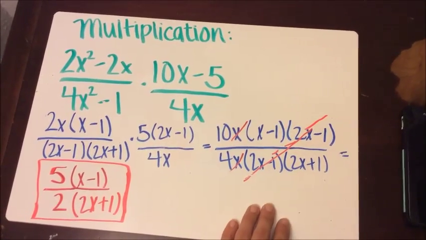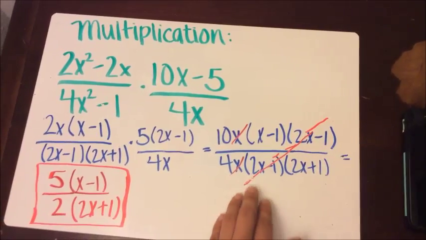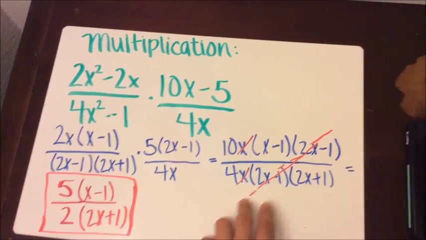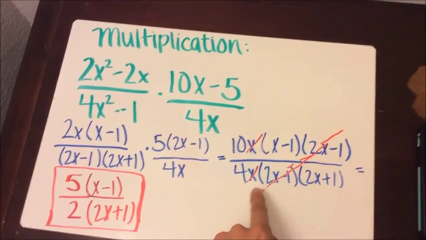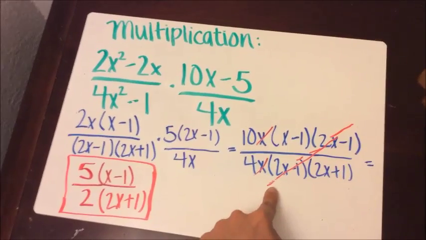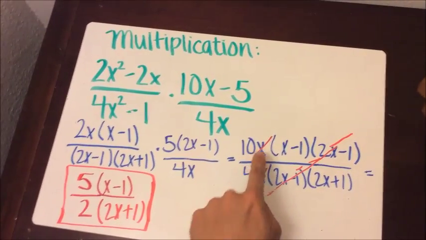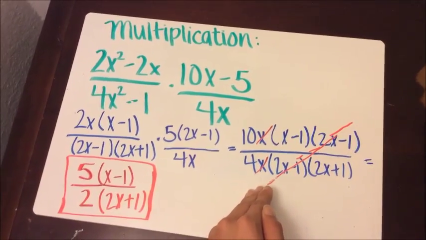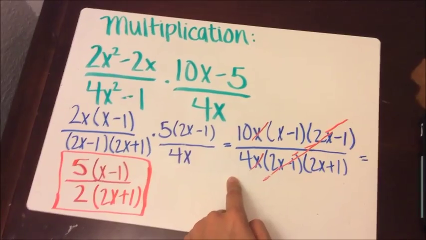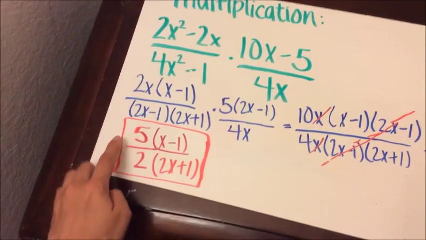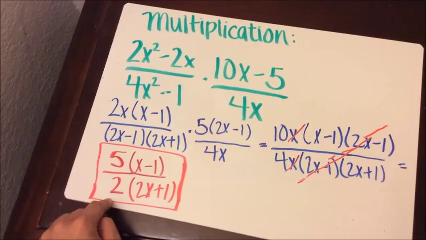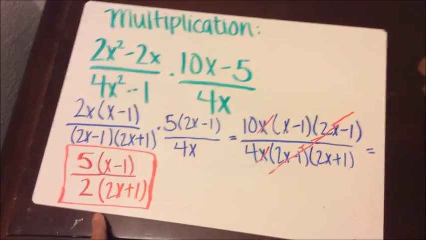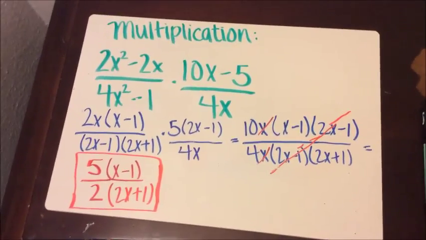And remember, we can only cancel out if it's the same exact monomial, binomial, or trinomial on the numerator and on the denominator. On the numerator, we have the 2x minus 1, and it's also in the denominator, so that cancels out each other. We also have an x, and it's the same monomial, so we cancel those out. We also know that we can simplify a 10 and a 4, and they both divide by 2. When divided by 2, that gives us a 5 and a 2. And then what we have left is the binomial x minus 1 and 2x plus 1. And that is how you multiply.